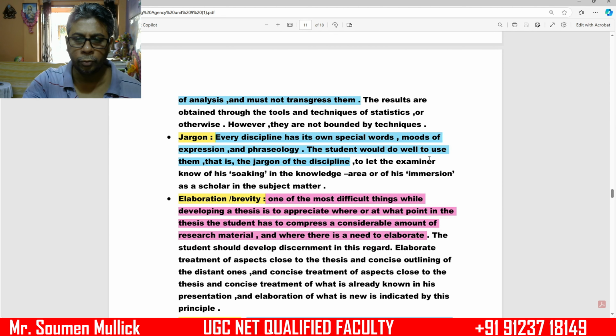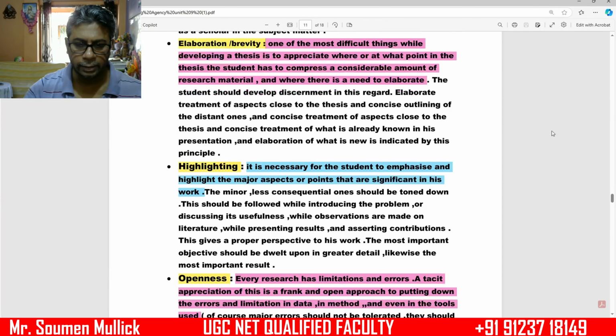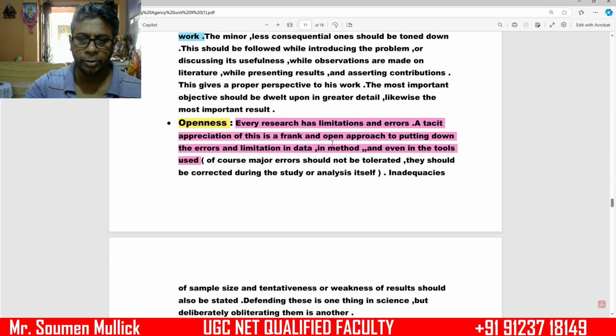Next, highlighting. It is necessary for the student to emphasize and highlight the major aspects or points that are significant in his work. Openness. Every research has limitations and errors. Appreciating this means taking a frank and open approach to putting down the errors and limitations in data, in method, even in the tools used. Next, clarity. In the thesis, the student is trying to communicate and not impress or confuse the examiner. Simple language and concise, direct statements should be used. That is called clarity.